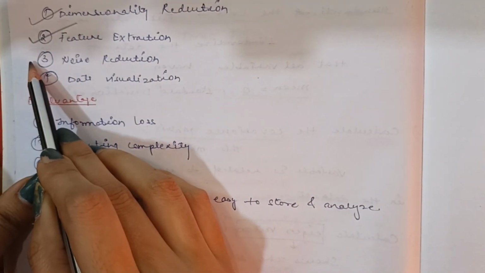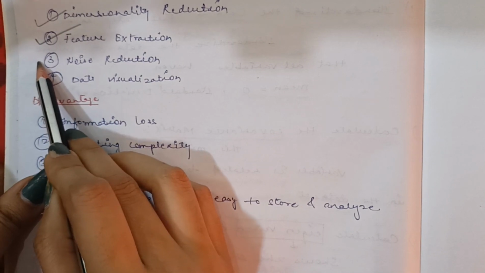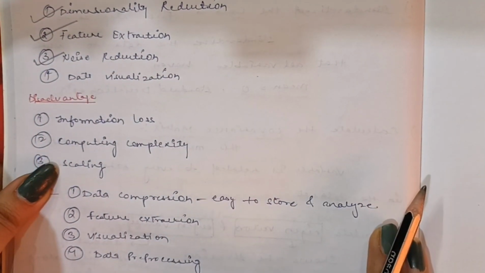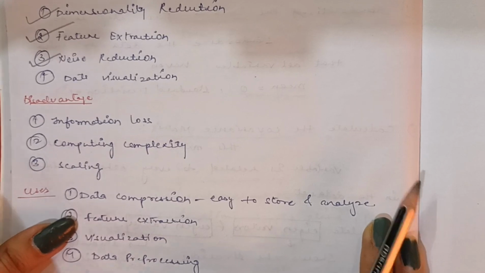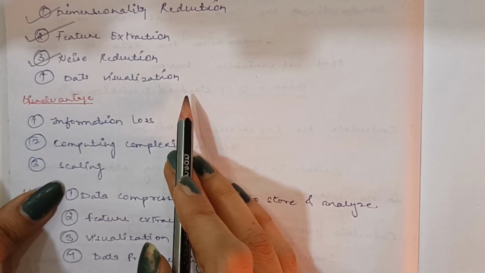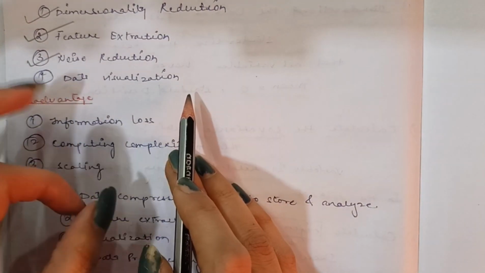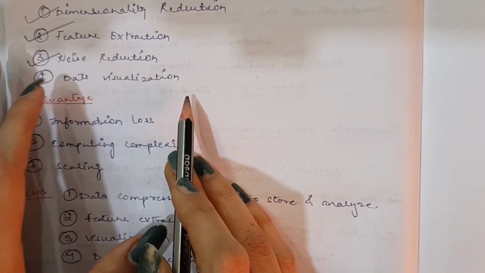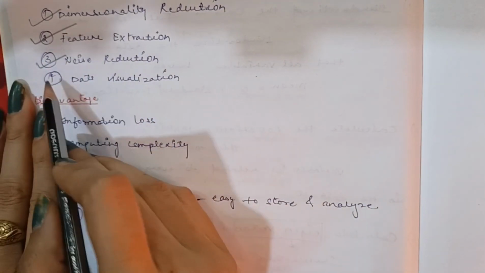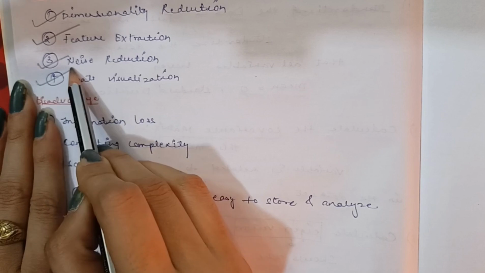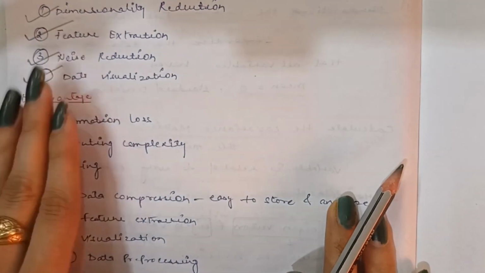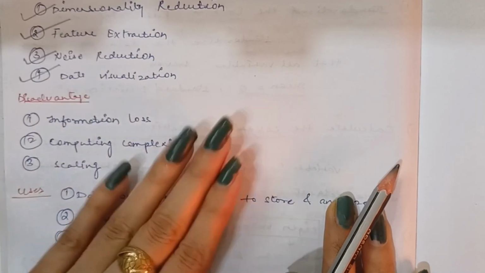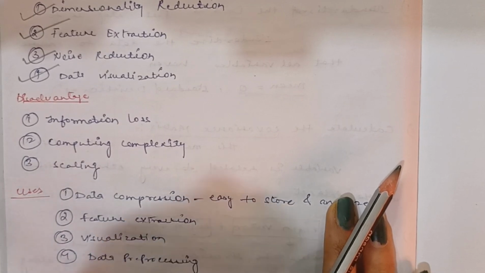Another important advantage is noise reduction. By locating underlying patterns in the data, it can be used to lessen the impact of noise or measurement errors in the data. Another important advantage is data visualization. That is, it can be used to visualize the high dimensional data into the low dimensional data.